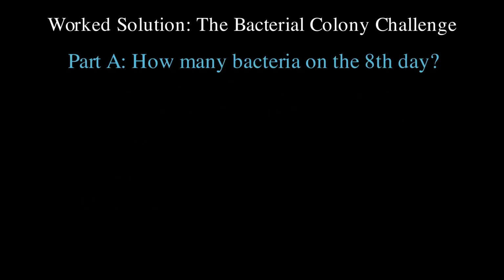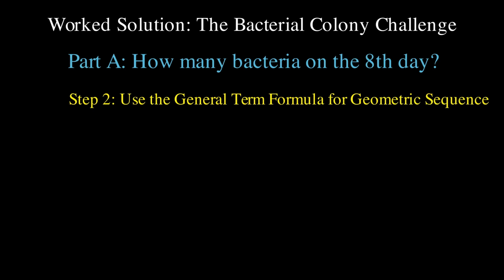Part A. Now, how many bacteria are present on the 8th day? In step 2 here, we're going to use the general formula for a geometric sequence. From the formula booklet, we know that un is equal to u1 times r to the power of n minus 1. So for the 8th day, n is equal to 8. So we substitute our values, we get u8 is equal to 100 times 1.1 to the power of 8 minus 1.